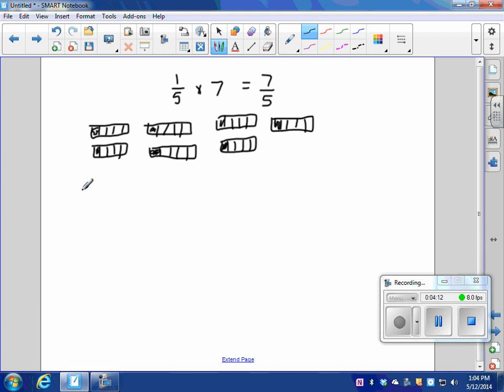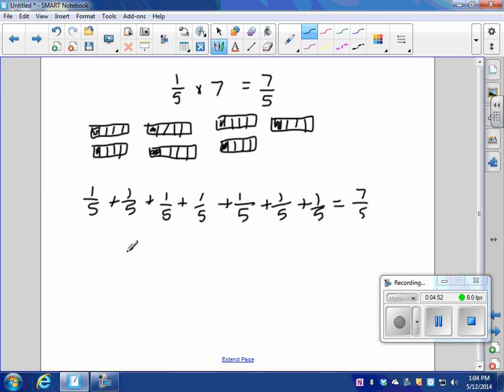I could use repeated addition. I could take 1/5 plus 1/5 plus 1/5 plus 1/5 plus 1/5. And I need 7 of these. 1, 2, 3, 4, 5, 6, 7. And when I add them, 1, 2, 3, 4, 5, 6, 7, I get 7/5.